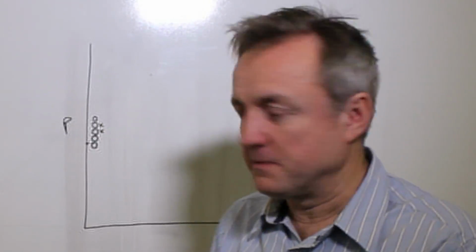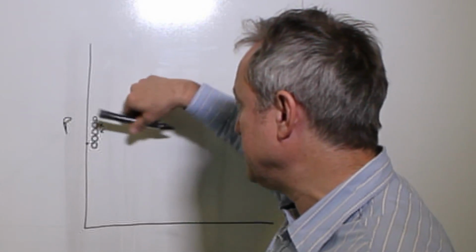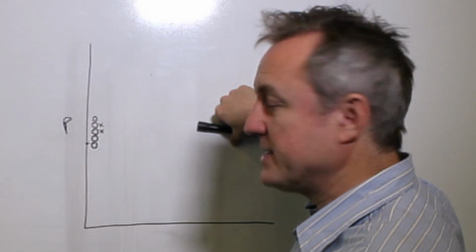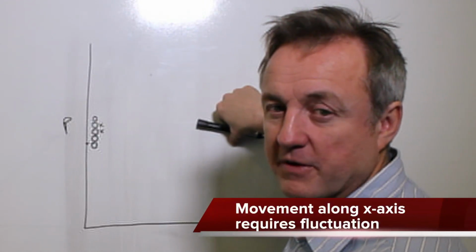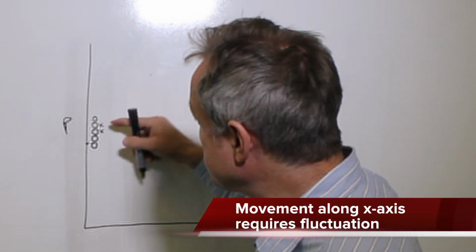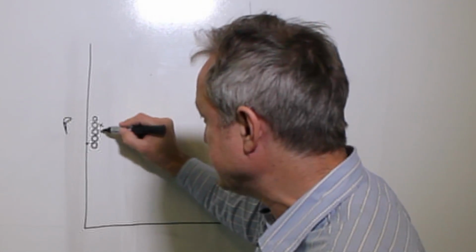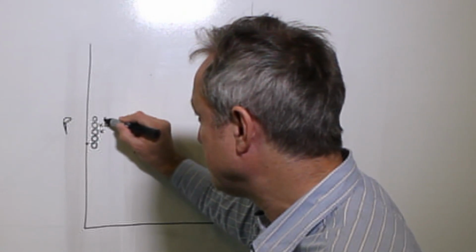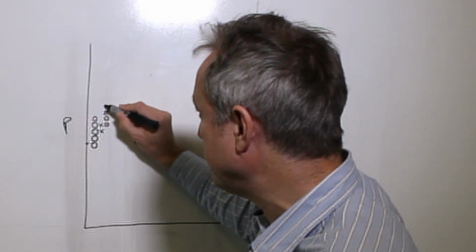You'll readily grasp the point that the movement along the y-axis is totally dependent upon a certain degree of fluctuation. If there is no fluctuation, there is no movement. If the market never retreats by more than 45, say it does a 45 retreat, we're represented by that, and then bounces back up, and then keeps going up.